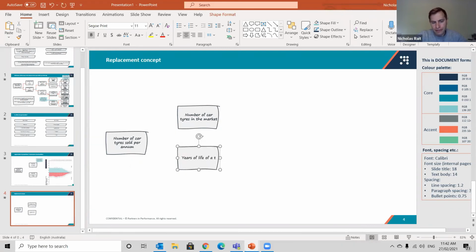Life of a tyre. Right, and so that's exactly right. So a replacement concept problem is one where you're asked to estimate something, but it's a durable good. Effectively, it's something that everyone would have, but how you get to the problem is around this years of life issue. So it's one of those things that sounds like it only comes up in interview problems. So I go size the Australian tyre market.